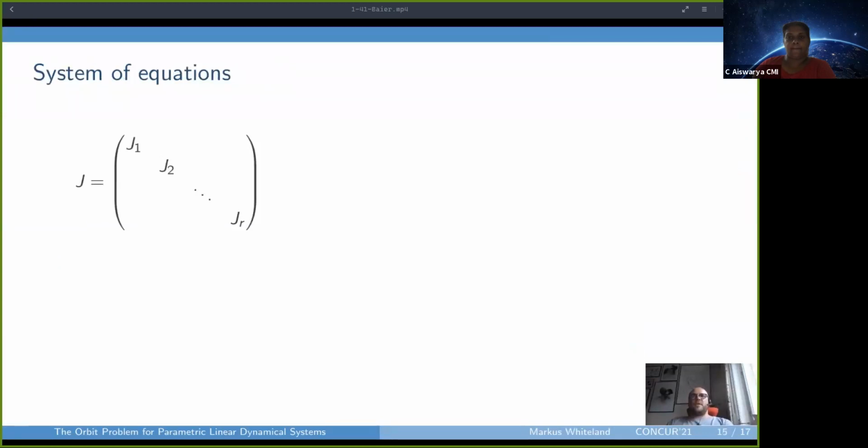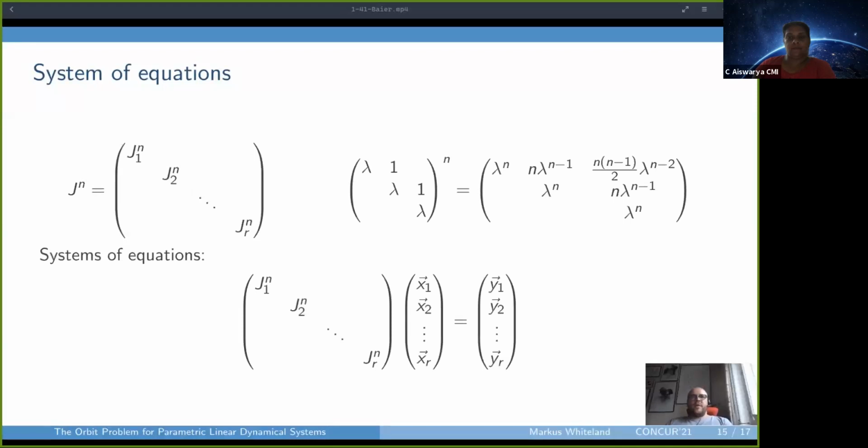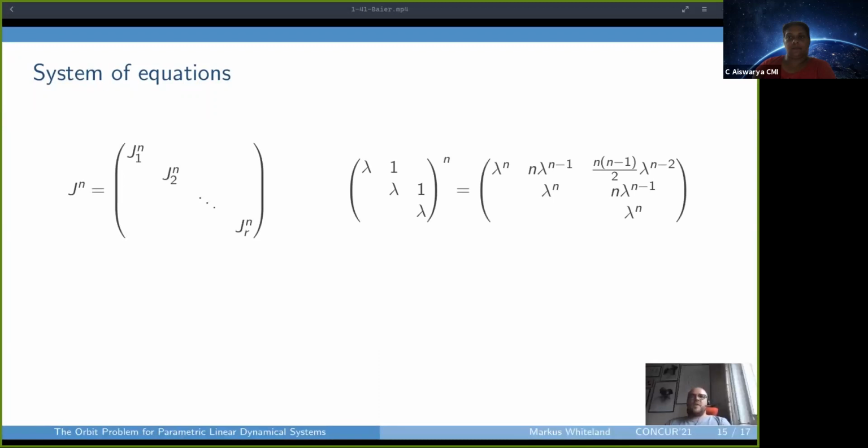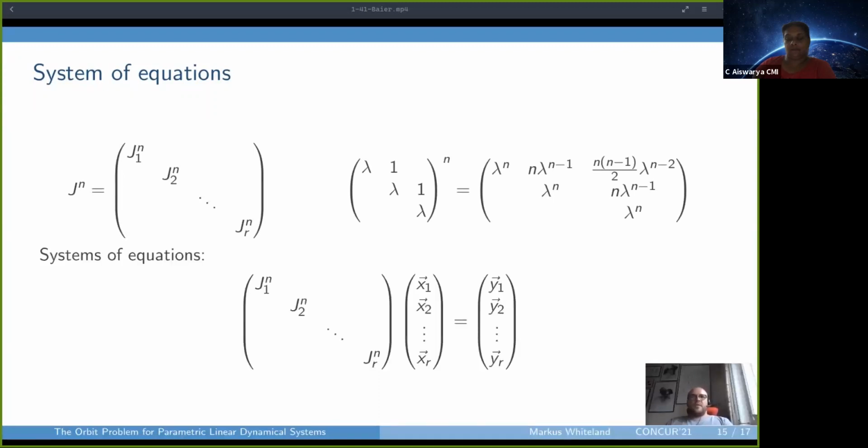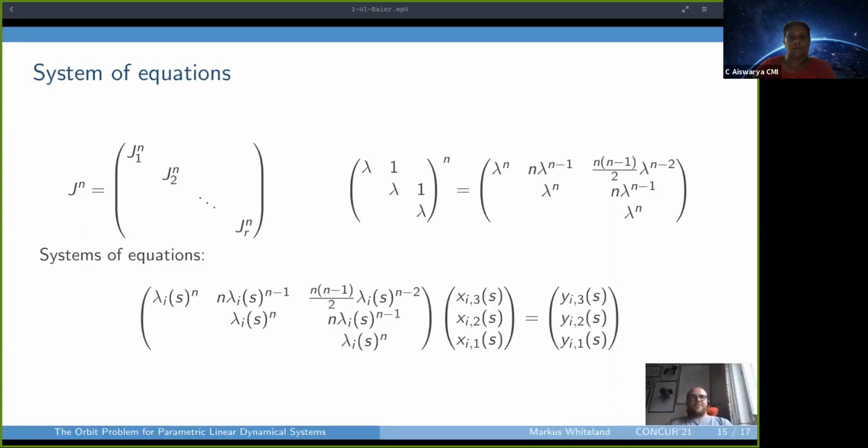Okay, so let's have a look at what kind of equations we obtain from this form of the problem. Now, looking at the power of the Jordan matrix, it is quite simple. Now, we get a system of equations for each of the Jordan blocks. Now each Jordan block has a fairly nice closed form. So, from each Jordan block and the corresponding part of the initial vector, we get a system of equations as follows.